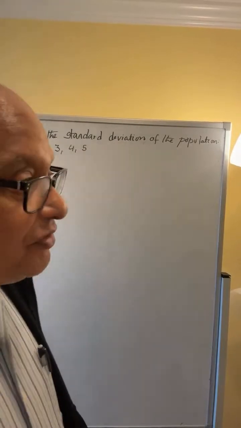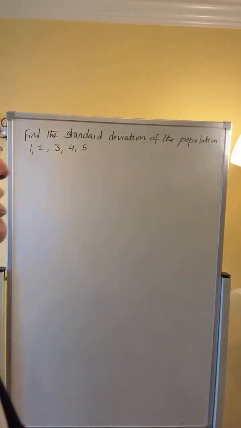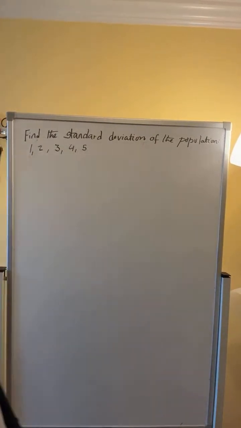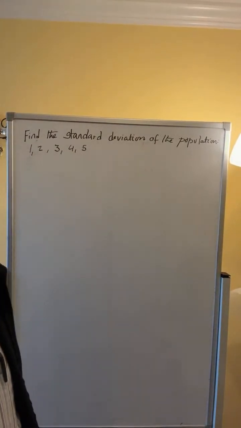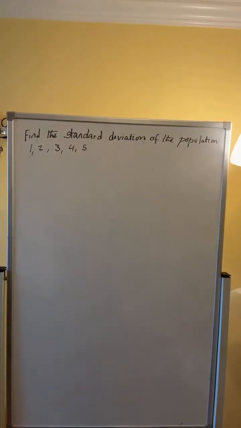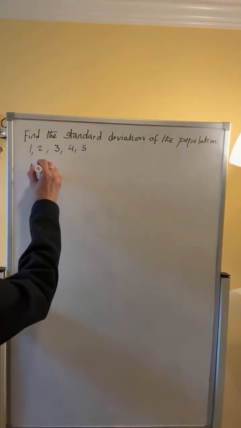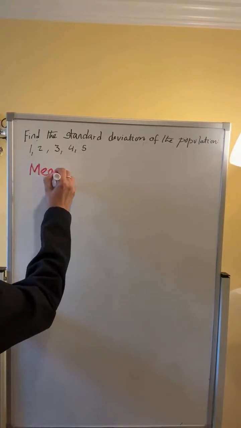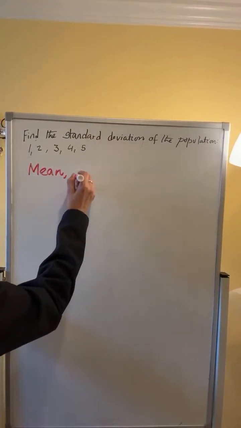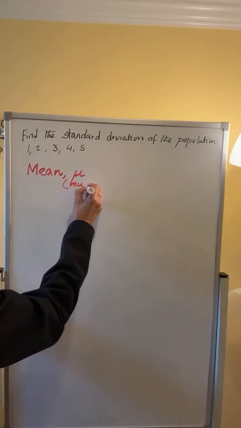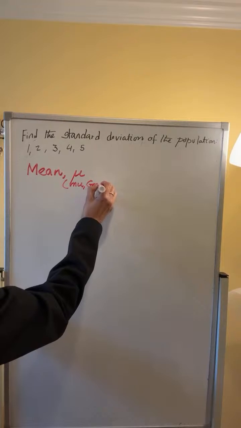Standard deviation of a population. The population is small here, it consists of only 5 data points. The numbers are 1, 2, 3, 4, and 5. So the first thing we will do is to find the mean of this population. The mean of the population is given by mu. This is to be read as mu, Greek small m.